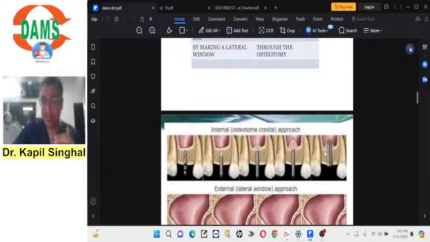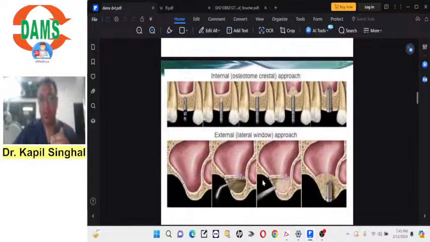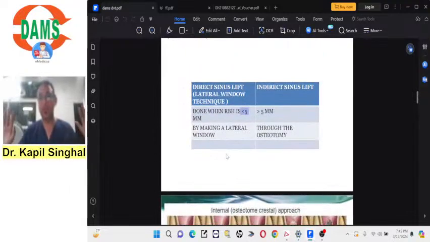ये आप तभी कर सकते हो जब आपके यहाँ पे जो बोन है ये 6-7, मतलब 5 mm से ज्यादा होनी चाहिए. If it is less than 5 mm, हमें lateral sinus lift यानी direct sinus lift करना पड़ेगा। सिंपल, आपसे जो question वो पूछेगा, when is a direct sinus lift done? So when the residual bone height is 5 mm or less, you may do a direct sinus lift. And when the bone is more than 5 mm, then you can do an indirect sinus lift.